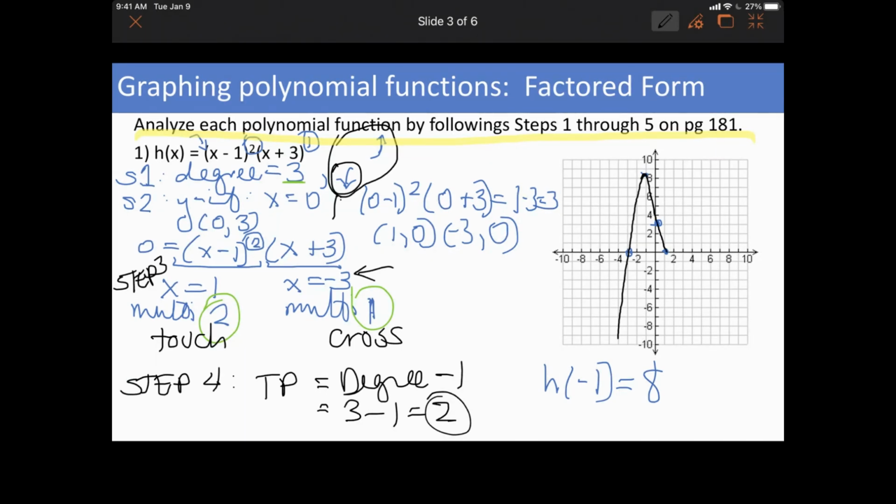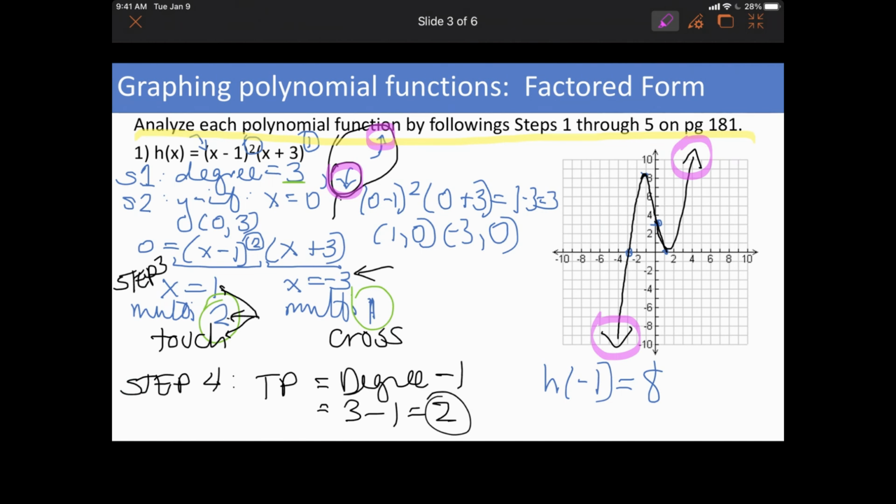Now, once we hit 1, it's going to touch or bounce, right? Here's right at 1. That's a multiplicity of 2, so it's going to touch. So it's going to go boonk, and there it goes. So you can see that the end behavior matches this end behavior.